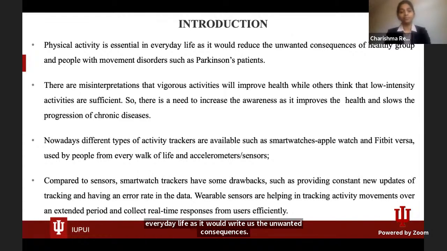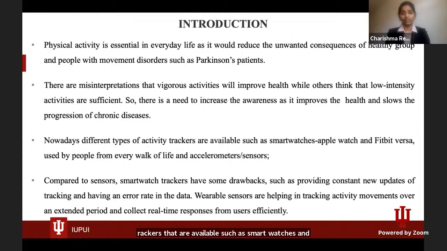There are many misinterpretations that vigorous activities would improve health, while others think that low intensity activities are sufficient. So there is a need to increase awareness, as activity improves health and slows the progression of diseases. Nowadays, many trackers are available to track physical activities, such as smartwatches, including Apple Watches and Fitbit Versa, and also accelerometers. Compared to sensors, smartwatch trackers have some drawbacks, such as constant new updates of tracking and some error rate in the data.